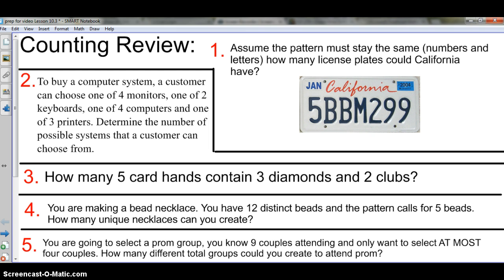Okay, why don't you take a look at these 5 problems, see if you can do them, maybe with a partner, check your answers with the group, and pause it here, and I'll come back and work through them.